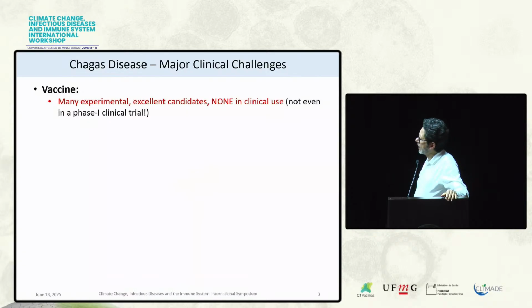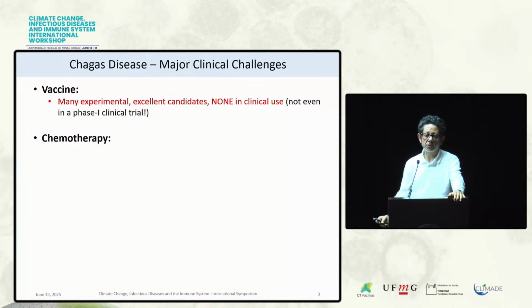So there is no clinical vaccine. There are many excellent experimental candidates, like the trans-sialidase ASP2 that Mauricio Rodrigues developed, and Ricardo and Santuza carry on the work, and it's probably going to be in clinical trial, hopefully, in the coming years. Not even a phase 1 clinical trial yet, and I hope that the CT vaccine will do that soon.